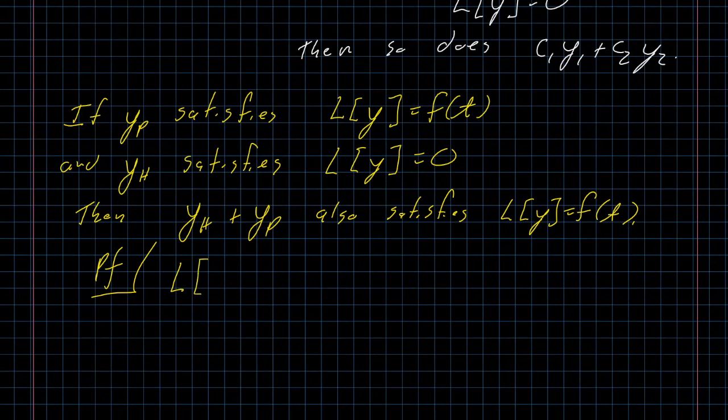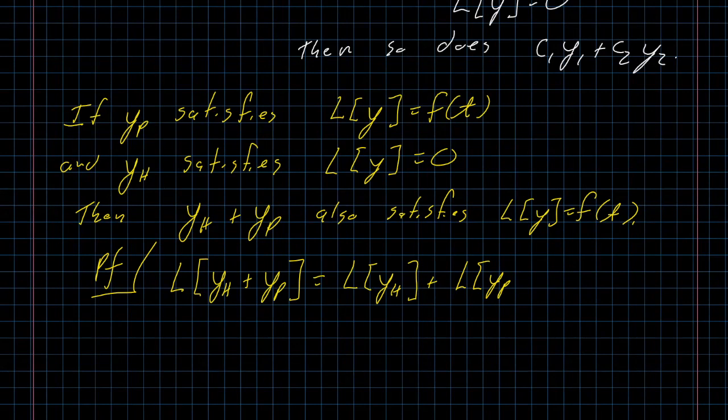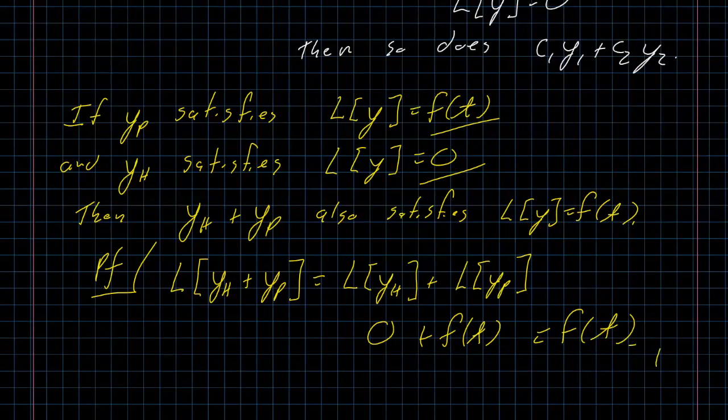And to prove that, we're going to use the fact that the linear operator is linear. L on yh plus yp is the same thing as L on yh plus L on yp. And L on yh is 0, L on yp is f of t, and 0 plus f of t is f of t. All right.